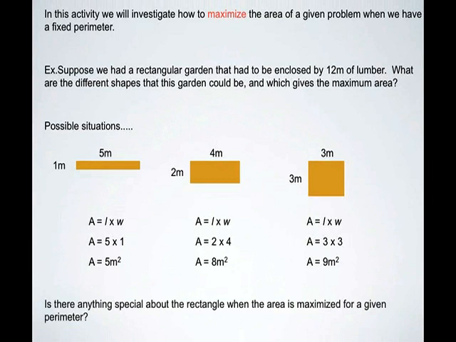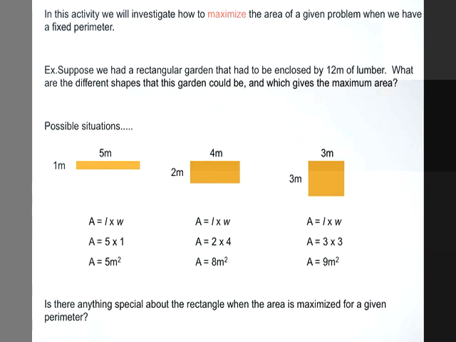What we're trying to figure out in this activity is: is there anything special about a specific rectangle when the area is maximized, when we have the largest area when a perimeter is already set?